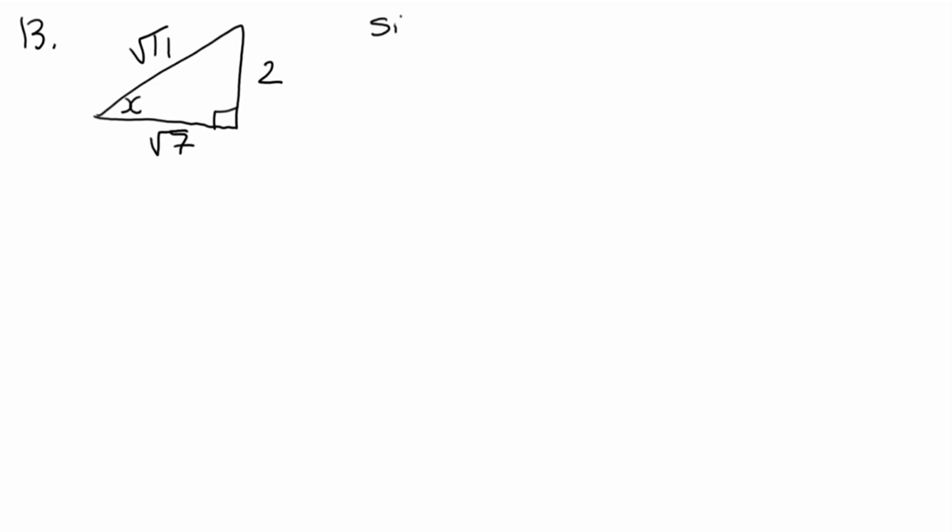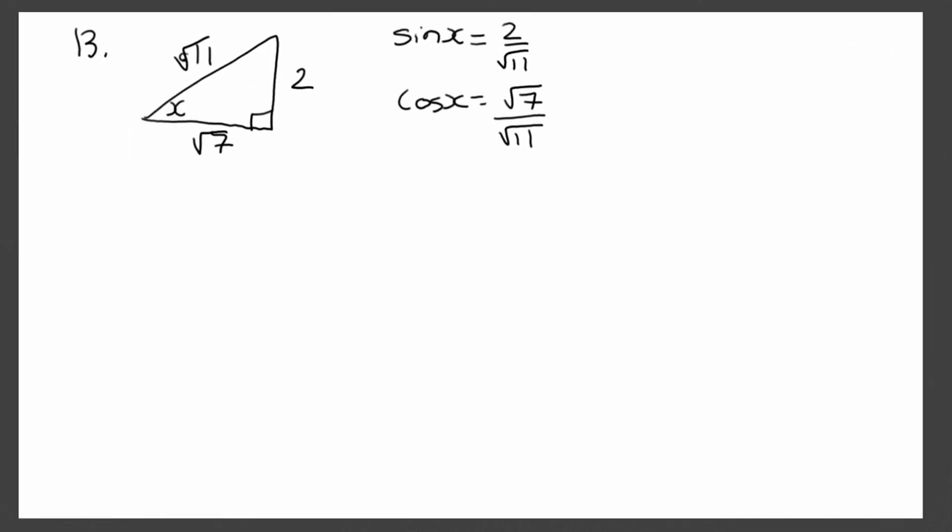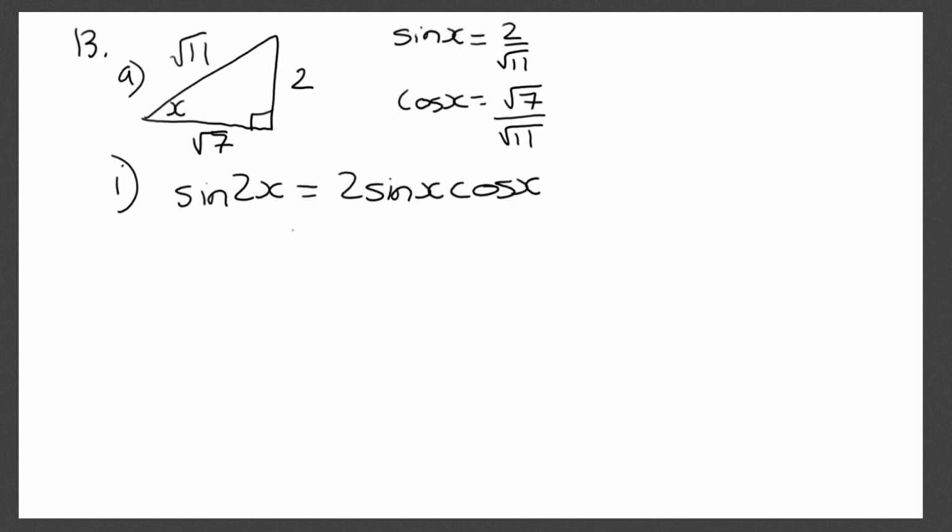Let's work out sine x and cos x. So sine x equals opposite over hypotenuse, so 2 over root 11. And cos x equals adjacent over hypotenuse, so root 7 over root 11. From the exact values table, this is part A. From the exact values table, it tells you that sine 2x equals 2 sine x cos x. So we just multiply both of those answers together, along with the 2 at the front.